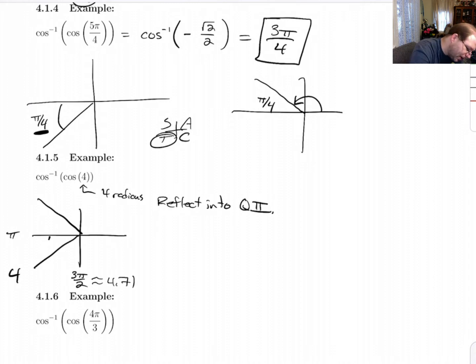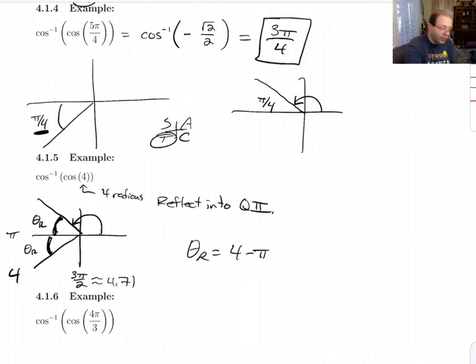So let's see, we're going to take whatever this reference angle is here and redraw it into here. So my reference angle in this case is 4 minus pi. And so that's this angle, and it's also this angle here. So the question is, what is this angle here? Well, the one we're looking for, the one in green, is going to be pi minus the reference angle.